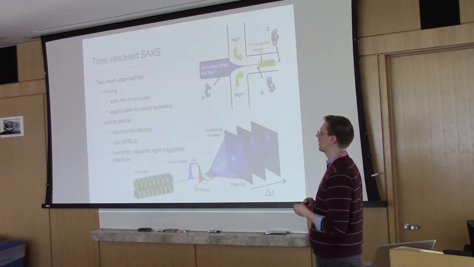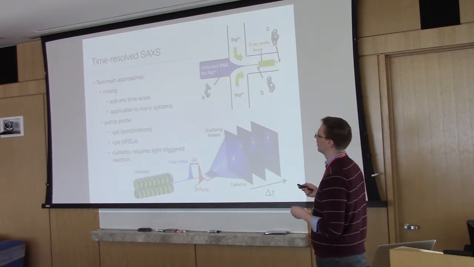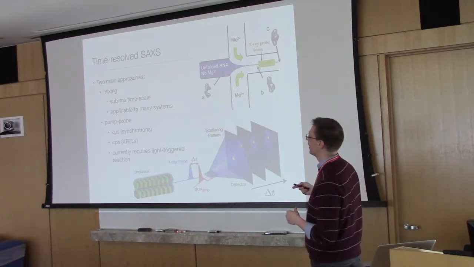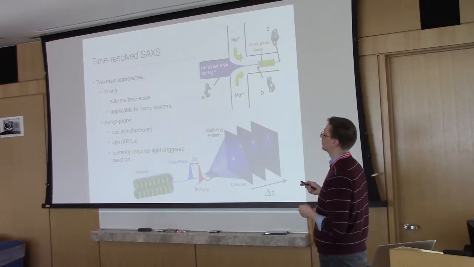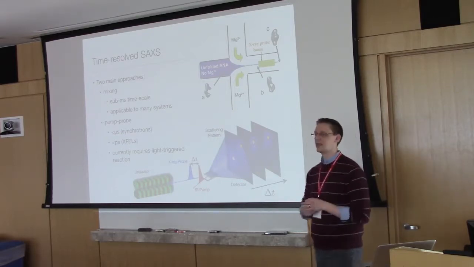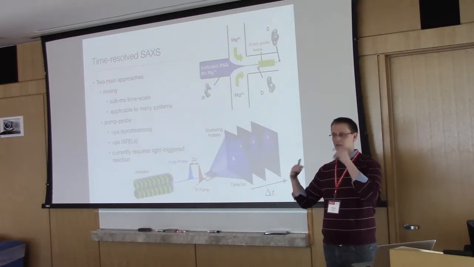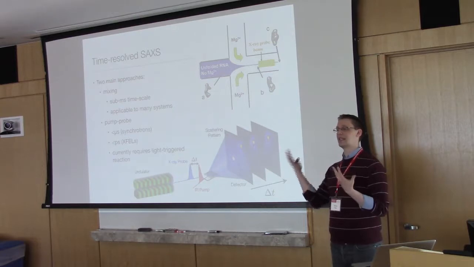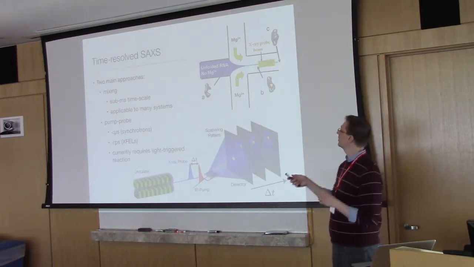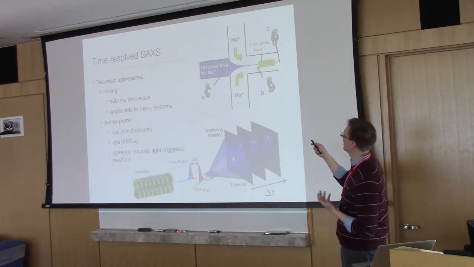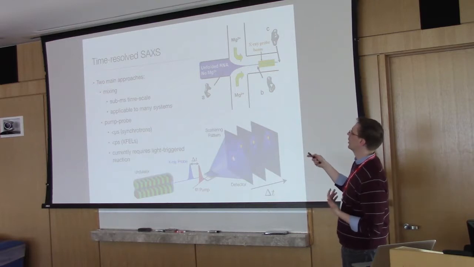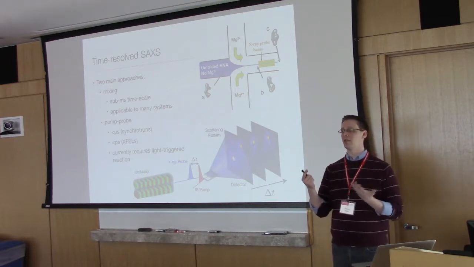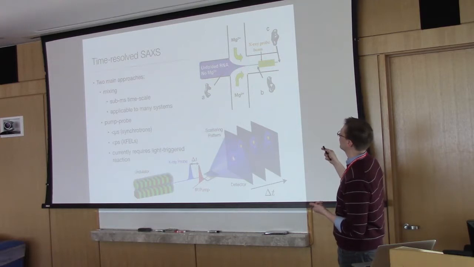So there's two main approaches to time-resolved SAXS currently. There's mixing and there's pump probe. So mixing is where you take one solution, say protein, and you have another solution that, say, has ligand in it or something like that, and you flow them together. And, for example, in this case, we're using RNA, and RNA folds when it's in a buffer of magnesium. And so they're actually watching the folding process.